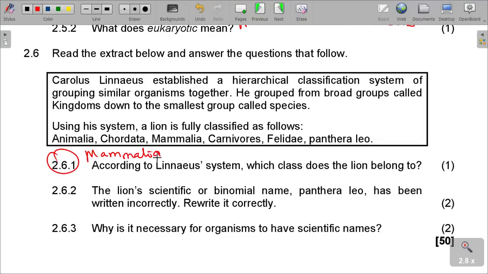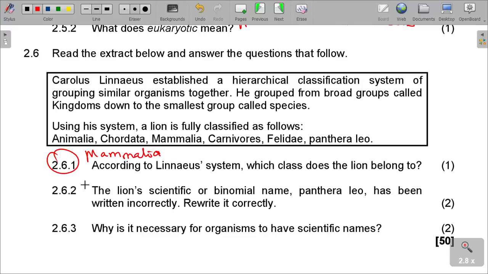And then the lion's scientific binomial name, Panthera leo, has been written incorrectly. Rewrite it correctly. It has been written incorrectly. Rewrite it correctly.